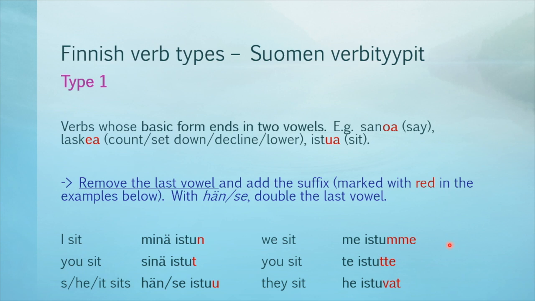Here is an example verb. Sit, istua. I sit, minä istun. You sit, sinä istut. She or he or it sits, hän or se istuu. We sit, me istumme. You sit, te istutte. They sit, he istuvat.